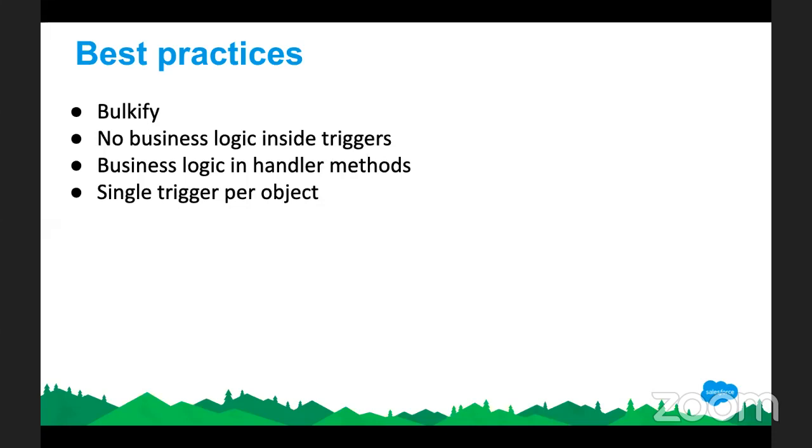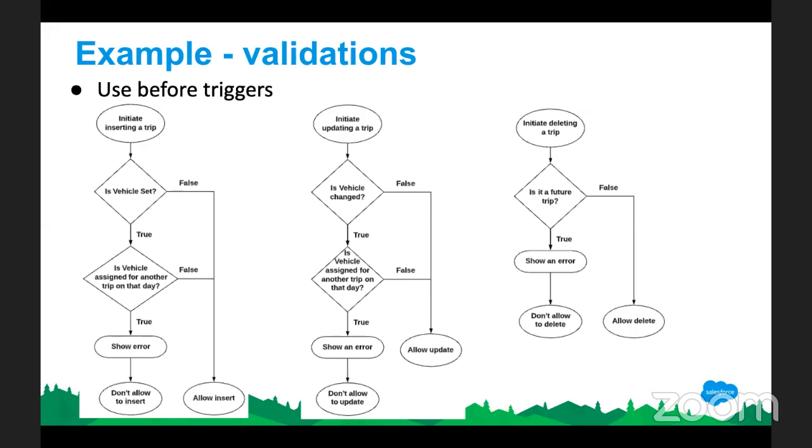In the very worst scenario, if you really want to, don't do that, but still one trigger per event is acceptable, because that won't mind about the order of execution. But better go with a single trigger per object. So these are some of the examples, very basic examples.